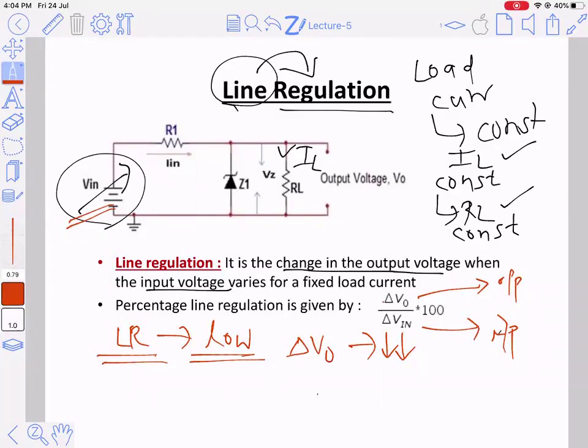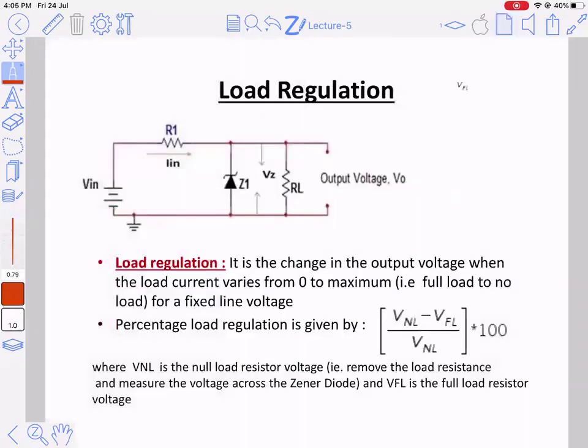What was the second we saw? We saw load regulation. So my load current is varying, and I want to regulate it. What is remaining constant over here? The input voltage Vin is constant. And this is your IL, which is varying. That means your RL is varying.